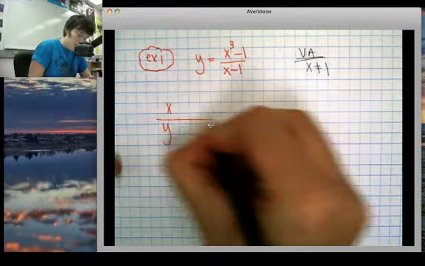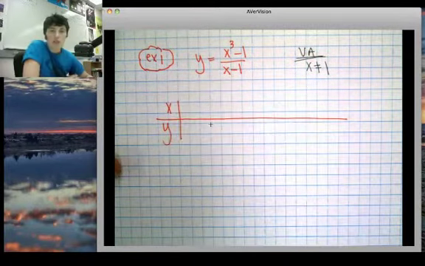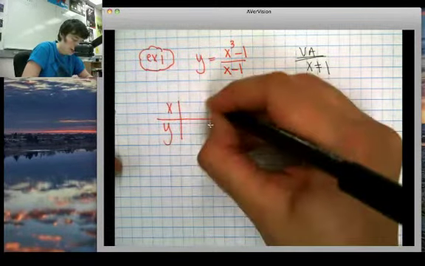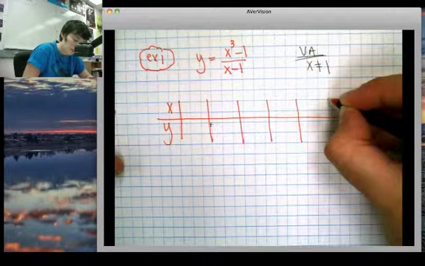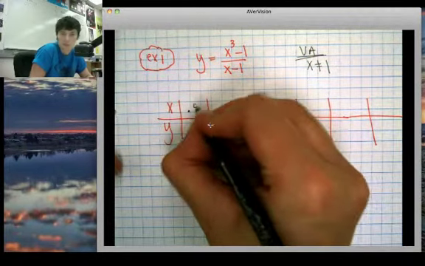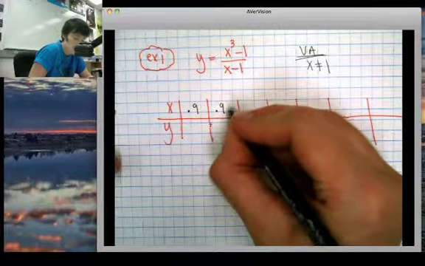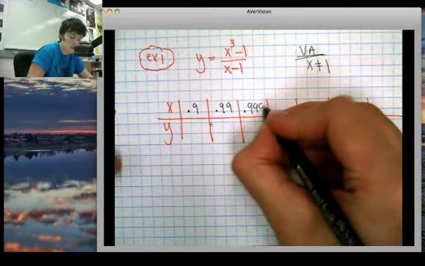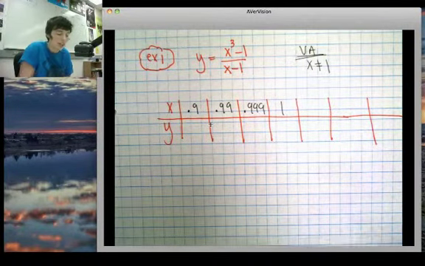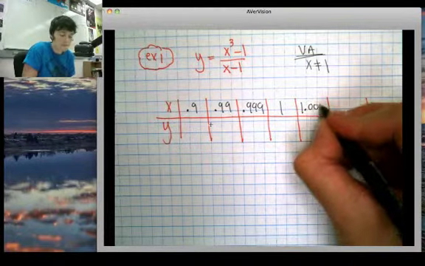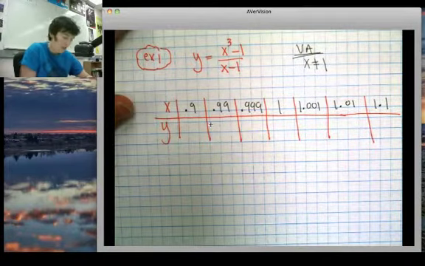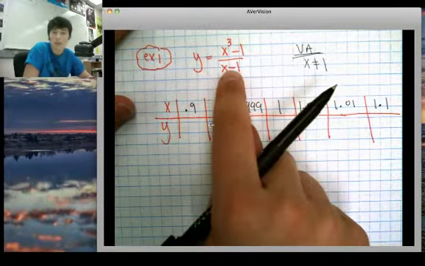So I'm going to make a little table, and it's going to be just a traditional XY table, and I'm going to pick numbers that get really, really close to 1. And I'm going to set this table up in kind of an organized fashion. I'm going to pick those numbers I was just talking about, 0.9, 0.99, 0.999. And then I'll put 1 in the table. On the flip side of 1, what are numbers really close to 1 on the other side? Well, something small like 1.001, 1.01, 1.1. These are the numbers that I'm going to plug into here to see what's going on with the function.